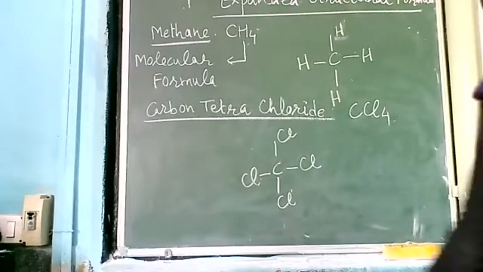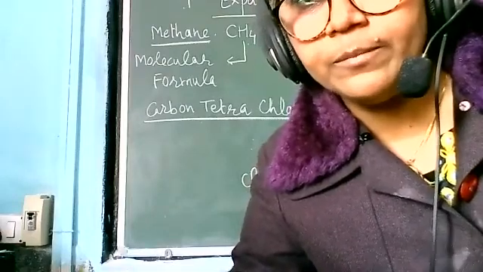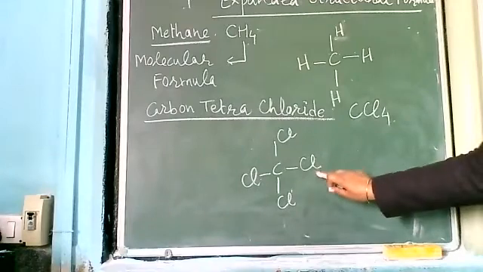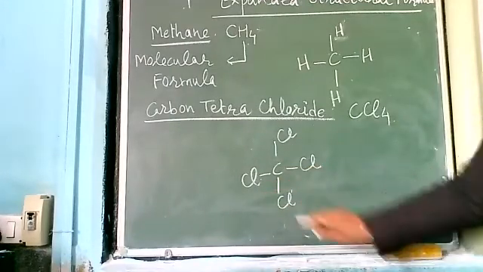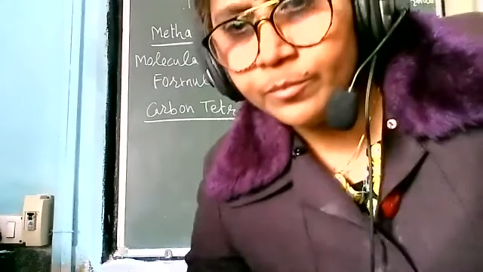Is it clear to everyone? There are 4 chlorine atoms on all the 4 sides. Will you be able to write the electron dot formula, or should I explain it here? Try कीजिएगा, if you are not able to do, we'll discuss tomorrow in doubt. Okay, any doubt?